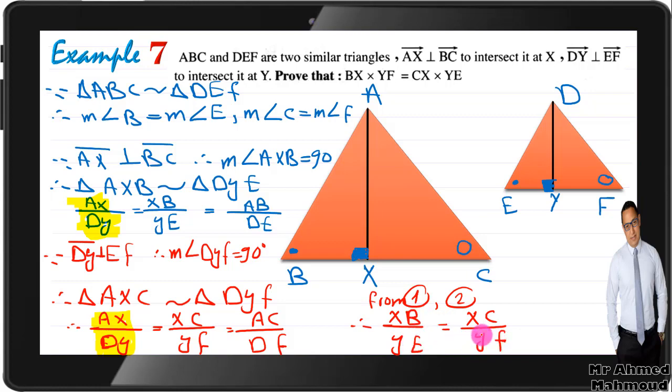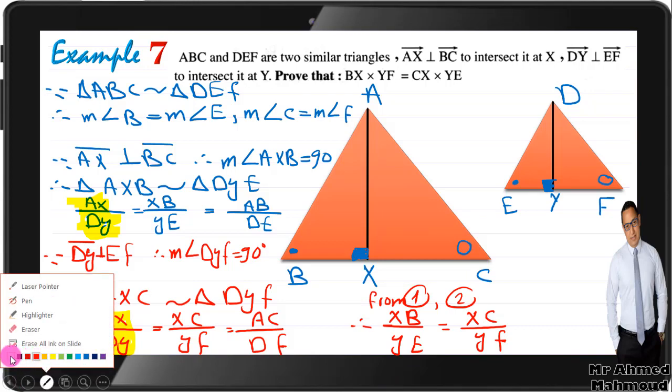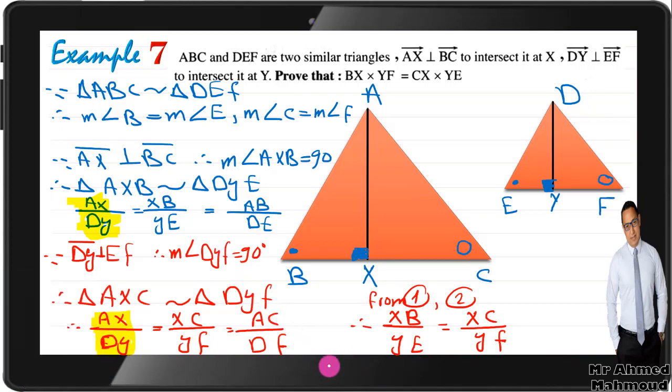And by making cross multiplication, therefore XB times YF equals XC times YE, and this is the required one he asked about.